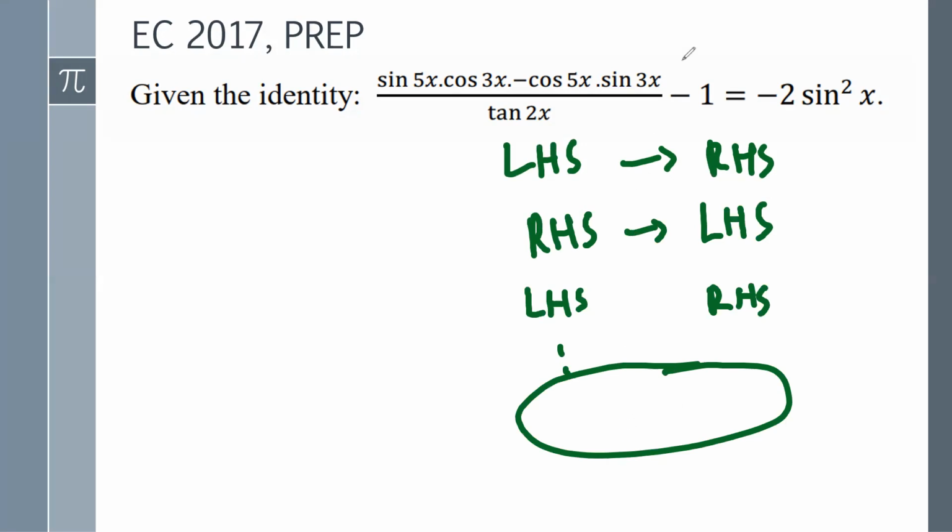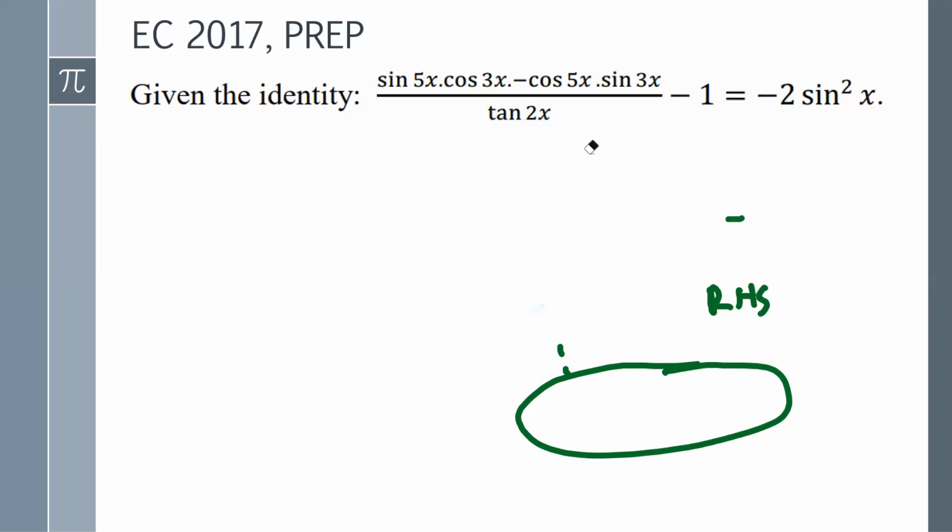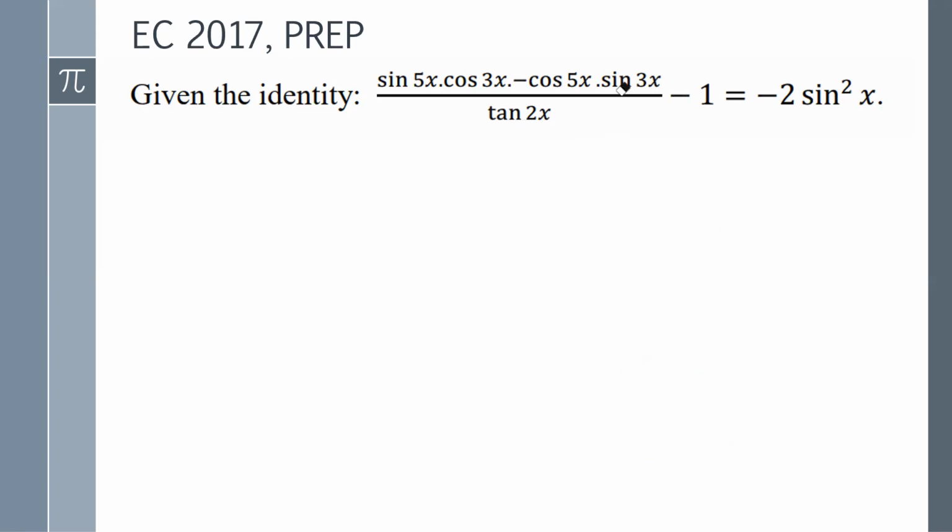In this case, for me, it appears that working with the left-hand side and simplifying it such that it becomes like the right-hand side is the easy way out. So I will try exactly that. Now, if you look at this observation: we have an angle 5x and an angle 5x there. We also have an angle 3x and another angle 3x there. There is definitely a double angle formula or a compound angle formula that should help us with this.